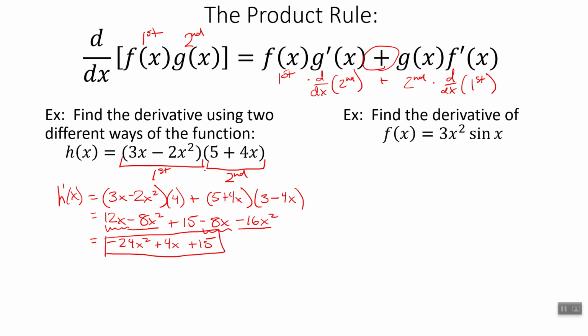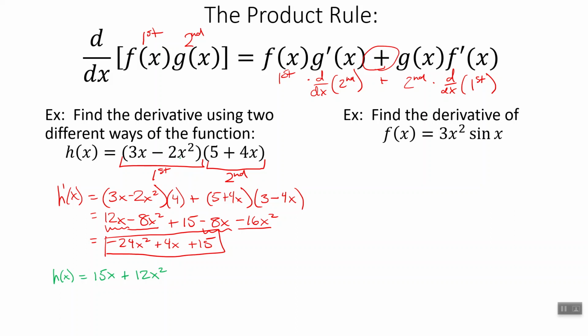The other option we had here is we could have multiplied this out first and then take the derivative. So let's see if we get the same answer if we multiply it out first. So we're going to FOIL. So 3x times 5 is 15x. Then we're going to have outer. So 3x times 4x is plus, let's see, that's going to be 12x squared.